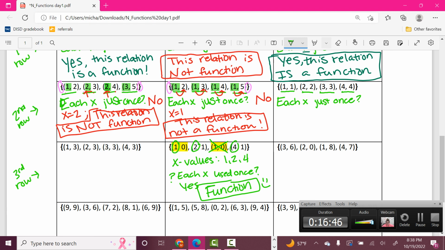Okay, I hope you paused the video and then identified the x values. Remember, x values are the first number in the coordinate. So that's 1, 2, 3, and 4. That's the 1, 2, 3, and 4 on the left side of the ordered pair.